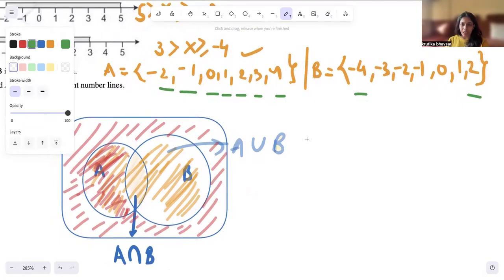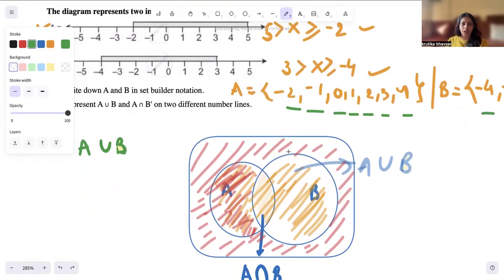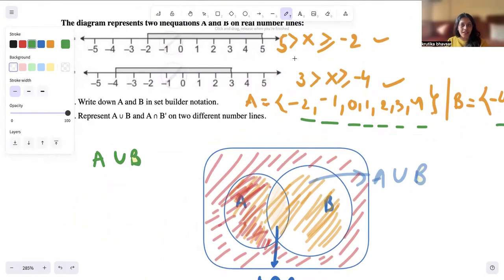So when you add all of them, you're not actually adding the elements, but you're telling the range of the elements that it can take. So A lets or allows X to be all values from -2 to 5. And B allows X to be all values from -4 to 3. So their union will actually allow all the values from -4 to 5.